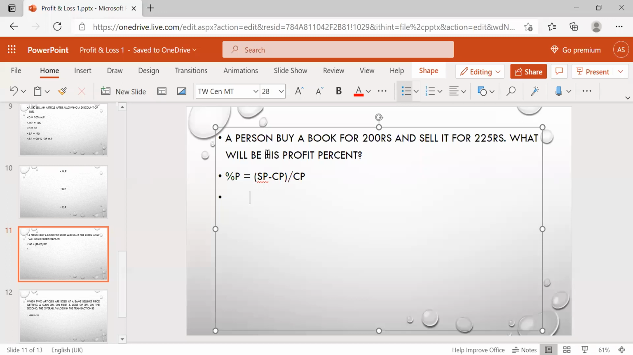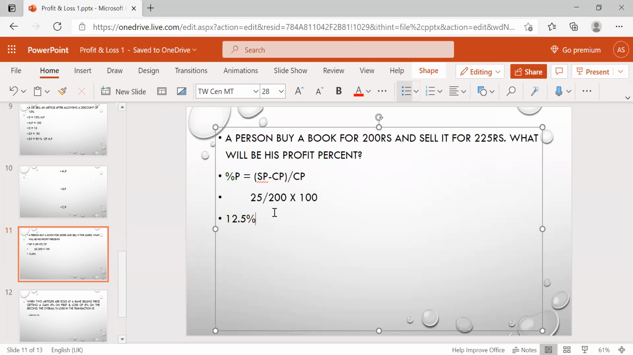So what's the profit here? Selling price is 225 and CP, cost price, is 200. Then it is nothing but 25 by what's the cost price? 200 into 100, right? Into 100. The two zeros will cancel and it's nothing but 12.5 percentage. Okay. This is by using the formula. Is it clear? Yeah, 12.5 percentage.